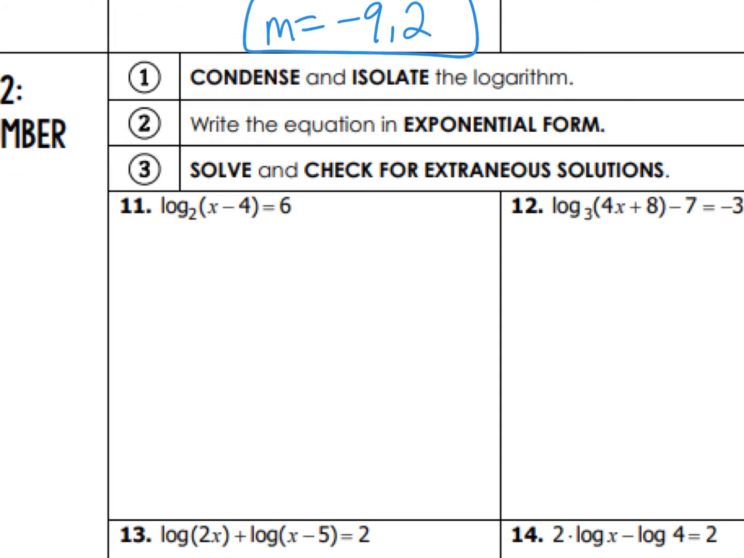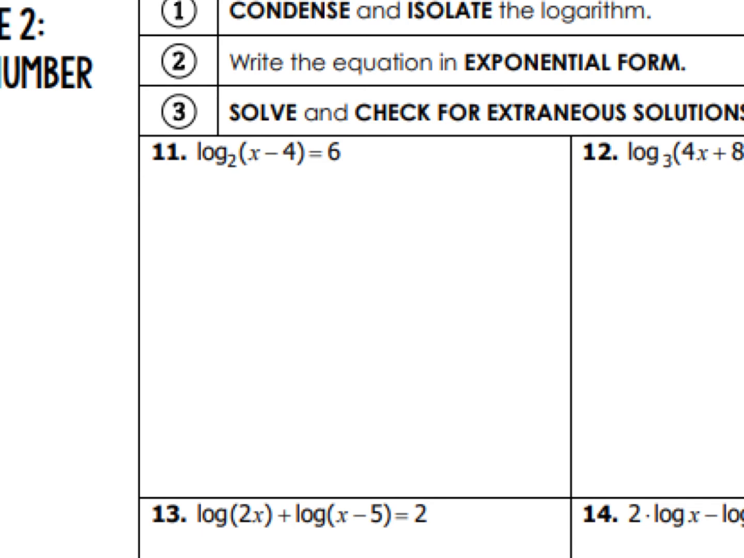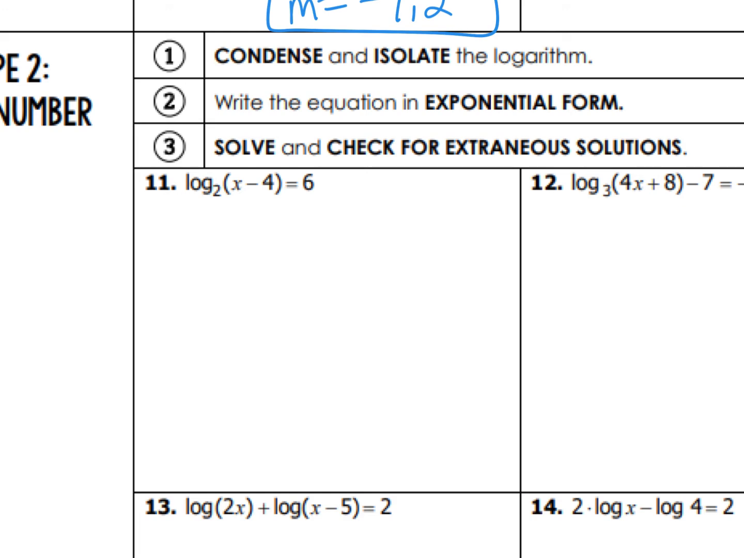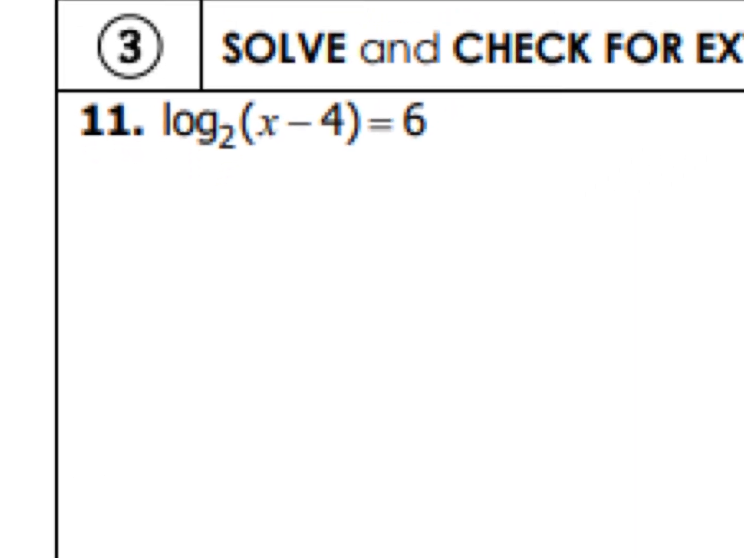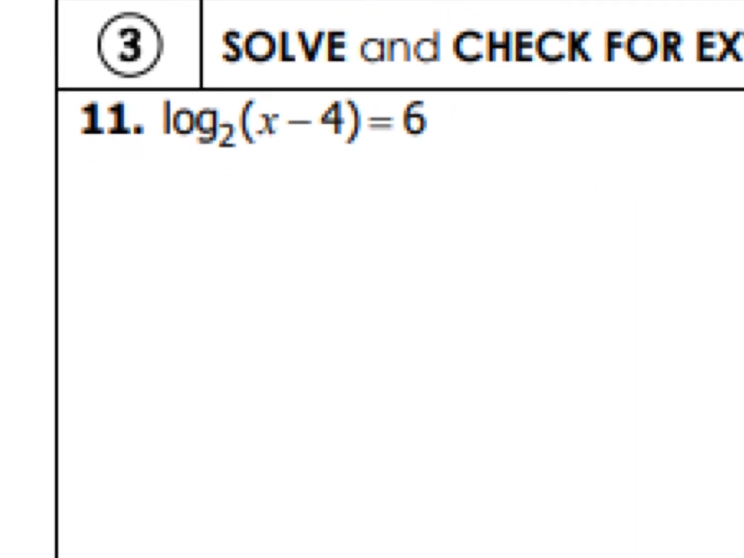This is when we have a log on one side and something else on the other. So there's not going to be a log on the other side. Do we see that? Unfortunately there's not. But we need to make sure that we condense when we can, but we also isolate when we can. So for instance on number 11, the left side is already condensed, correct? It doesn't have any power rules. It's got a base, it's got an a value, it has nothing else hanging around it. And it's set equal to the right side, which is just a number.